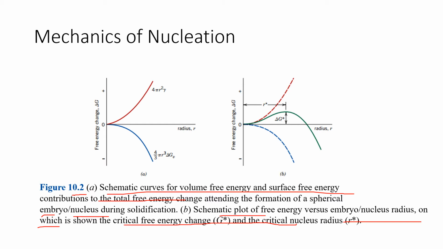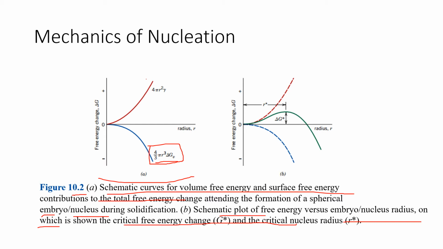So these volume, surface and total free energy contributions are plotted schematically in these figures. In figure 10.2a, it is noted that the curve corresponding to the first term, 4 by 3 pi r cube delta GV, is this curve for the first term.